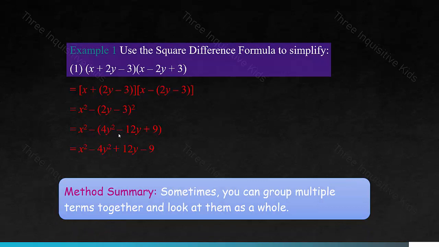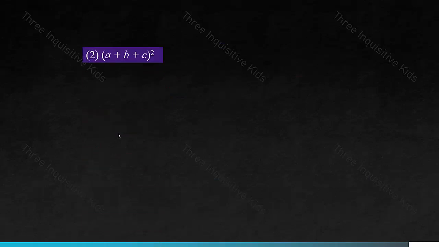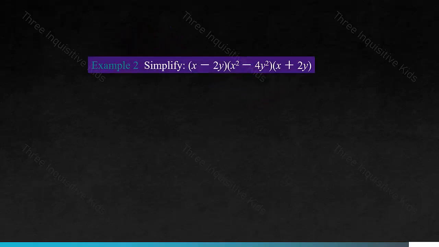Sometimes you can group multiple terms together and look at them as a whole to make calculating easier. Here we have a plus b plus c squared. Again, in our formulas, we've been dealing with only 2 terms. Now, in order to get 2 terms, we have to group some terms together. You can see that in this case, they've grouped the a and the b together. So now, using the perfect square formula, we know that it's equal to a plus b squared plus 2 times the sum of a and b times c plus c squared. And for this first part of our polynomial, we have to use the perfect square formula again. We get a squared plus 2ab plus b squared plus 2ac plus 2bc plus c squared. This is our answer.